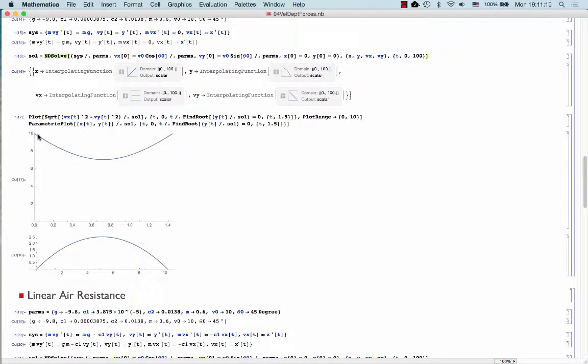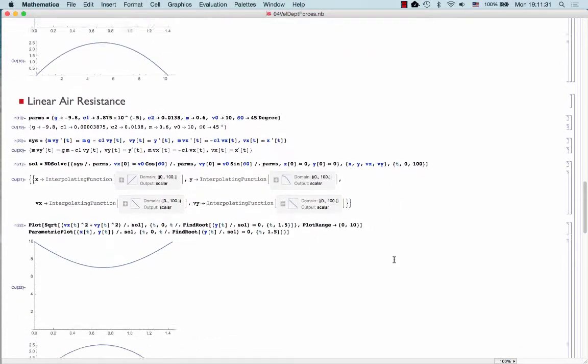Okay, now this plot here is just a plot of the speed as a function of time. So you can see, sure enough, at the turnaround point, the speed is at the lowest. At this point right here, it would all be in the x direction. And then this is a plot of the trajectory. You see our classic intro physics parabola.